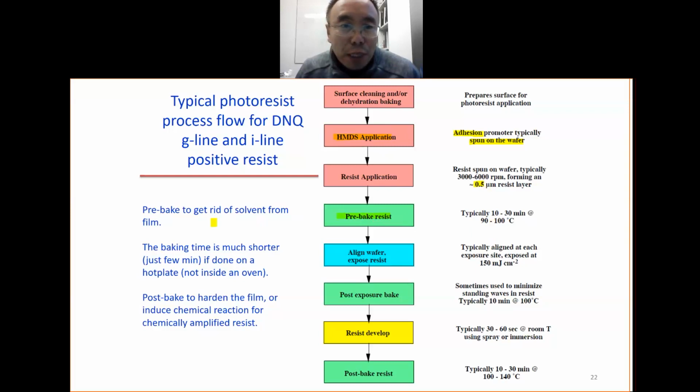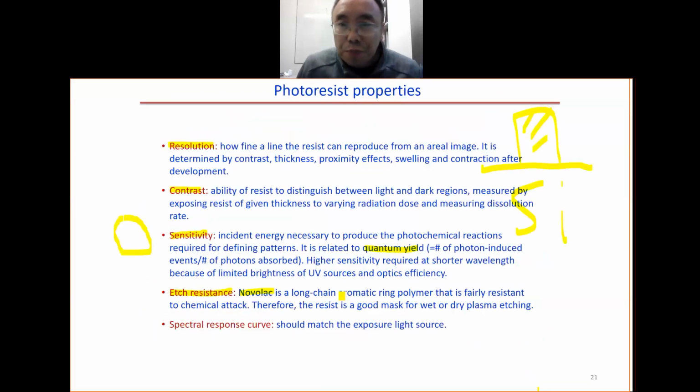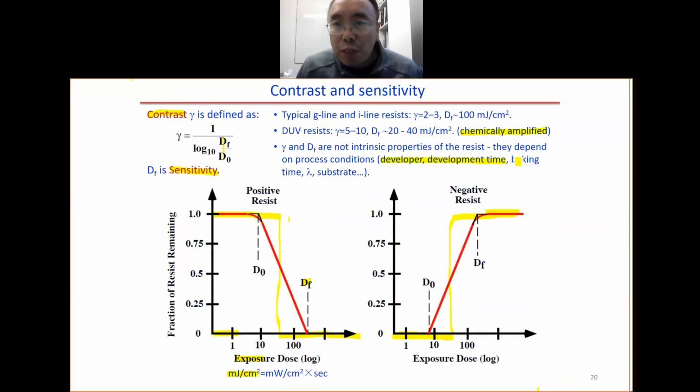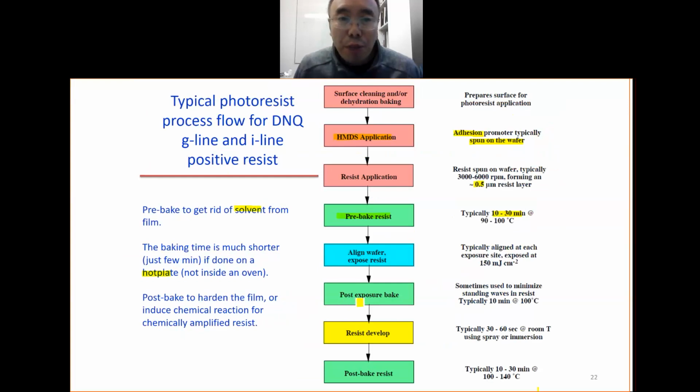Then you bake it. During the baking process, you get rid of the solvent. If you bake in the oven, you need tens of minutes. But if you bake on top of a hot plate, you need just a few minutes. Then you do the alignment and you do the exposure. The dose, as I said, is about tens to hundreds of millijoules per square centimeter. Then you can do the post-exposure bake. But this is not always needed. When you use the chemically amplified resist, you have to do the post-exposure bake. Then you develop the resist.